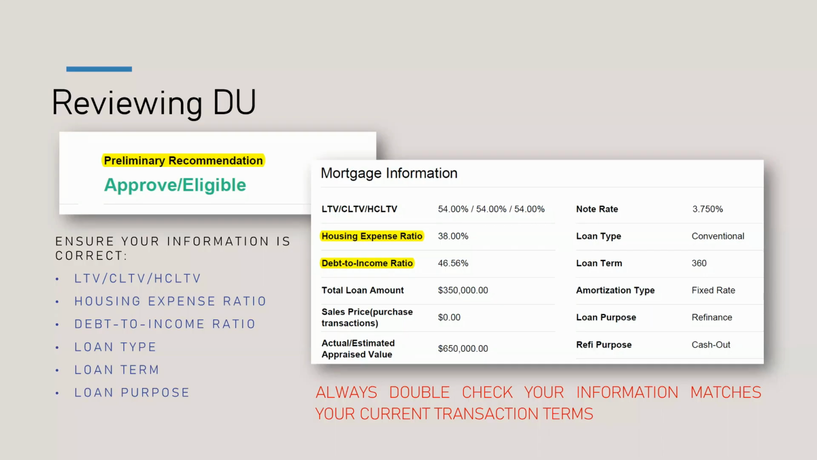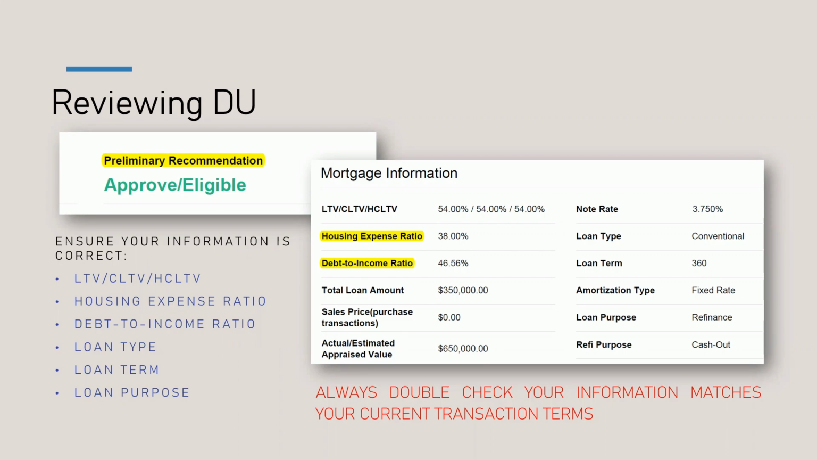So first, of course, as loan officers, the first thing we always look at is our preliminary recommendation, right? We see approve eligible, we kind of just bounce off, right? But we want to be able to look for the little extra items that are called out. A lot of the times us as loan officers, we just look at this and we're like, okay, we're good to go. But we don't look at all the other little extra things that it's asking for.